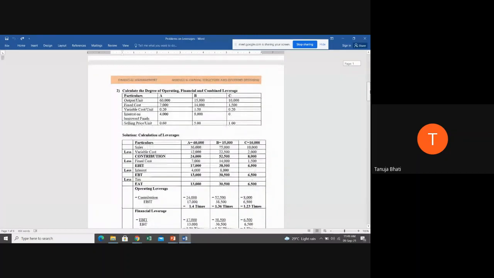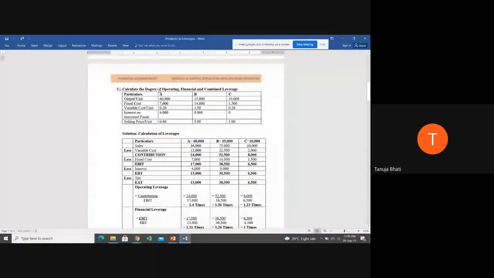Okay, next. Calculate the degree of operating, financial, and combined leverage. So your units are given for A, B, and C separately. So output or unit is nothing but this is a sales output or unit: 60,000 unit, 15,000, and 10,000 units. Fixed cost is given separately for A, B, C as 7,000, 14,000, 1,500. Variable cost per unit is directly given 0.20, 1.50, and 0.20. Interest on borrowed fund, this is the financial cost, students. So this is 4,000, 8,000, and 0. Selling price is given respectively for A, B, C as 0.605 and 1.